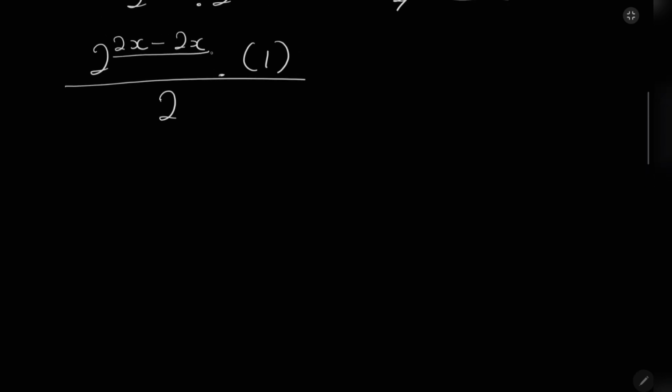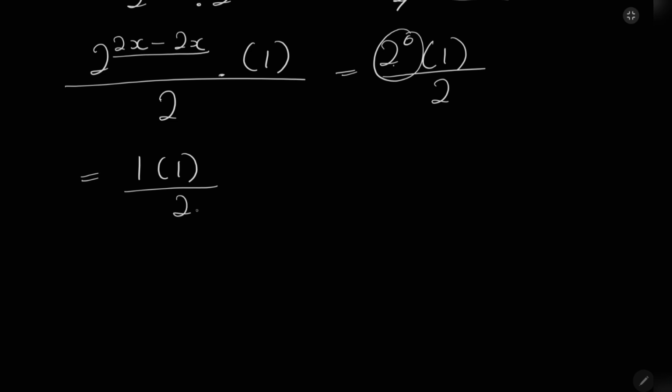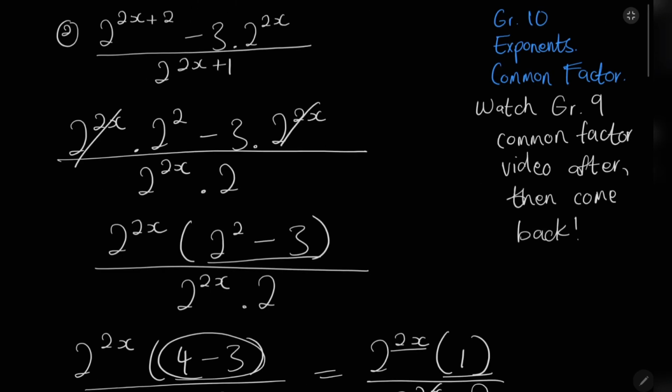So 2x minus 2x is 0. This will be 2 to the power 0 times 1 over 2. Anything raised to the power 0 is 1, times 1 over 2. 1 times 1 is just 1 over 2. So our final answer is 1 over 2. And that is how we break down terms in grade 10 exponents.